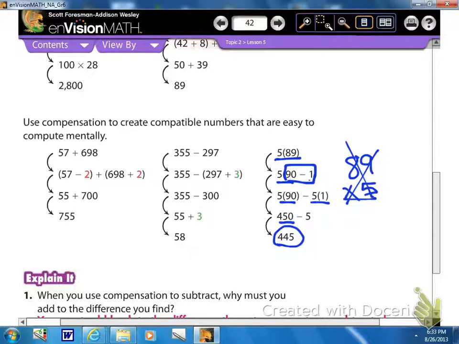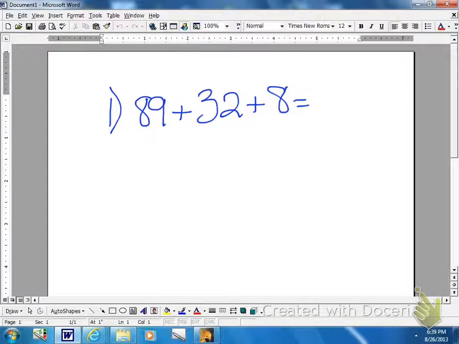Okay, let's do some examples, and I'll start and you follow. Okay, let's do the odd ones in the guided practice. And remember, go ahead and pause me right now. Try and solve it using mental math, and then compare it to how I do it.